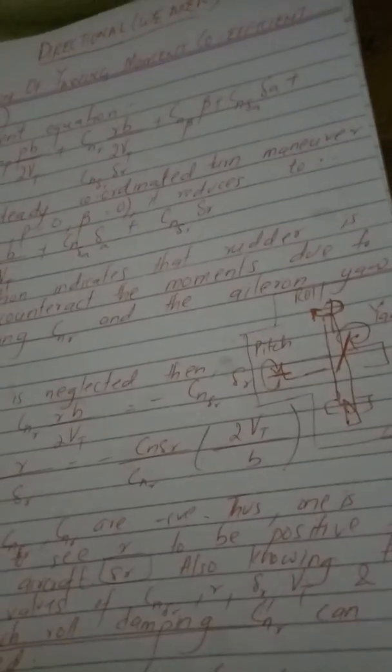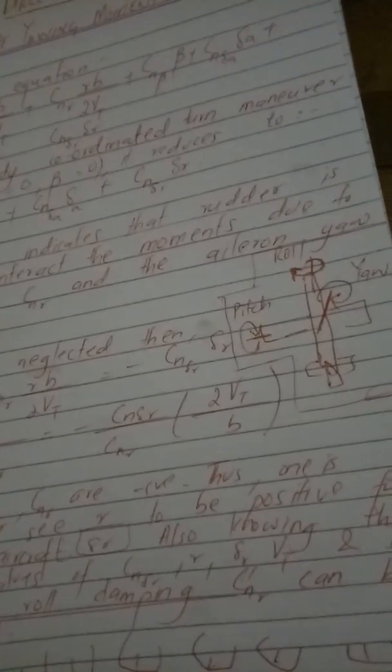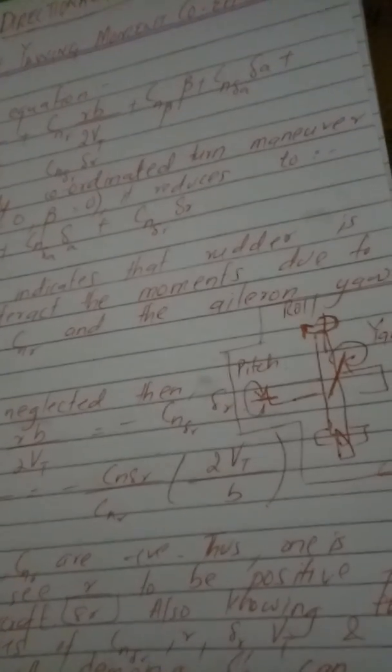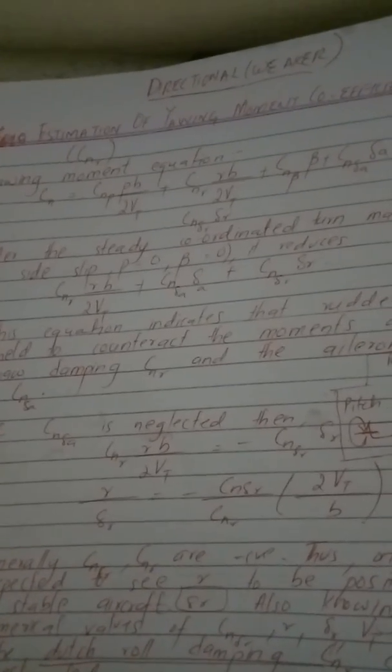And this topic is a continuation from the last two videos about lateral and directional stability. We have talked about the steady coordinated turn and the roll derivative, and now we're going to talk about the yawing moment, which is the directional stability, and the estimation of the yawing moment coefficient, Cn of r.